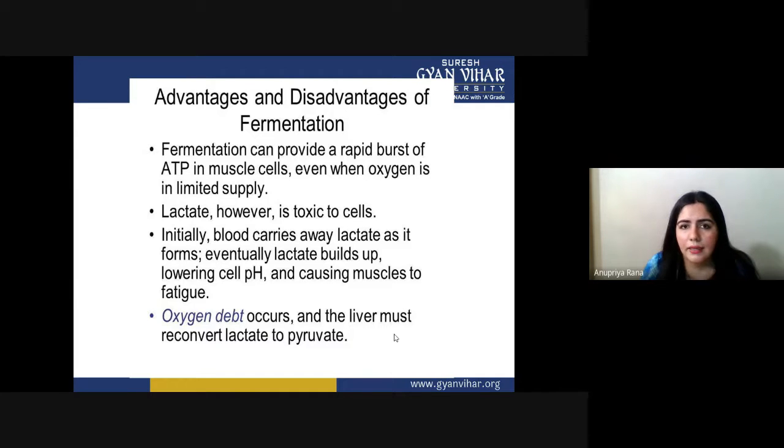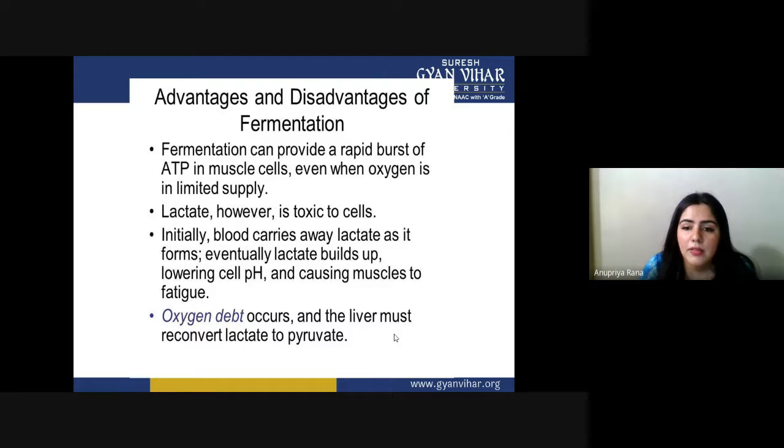But if the amount of lactate in our body is high, it is surely going to damage our cells. Initially, blood carries away lactate as it forms. Eventually, lactate builds up, lowering cell pH and causing the muscle to fail. So what happens when lactate is in much higher concentration in our body? It lowers the cell pH, since it is acidic, and if the pH is lowered, the muscle will be in a fatigued, unhealthy condition.